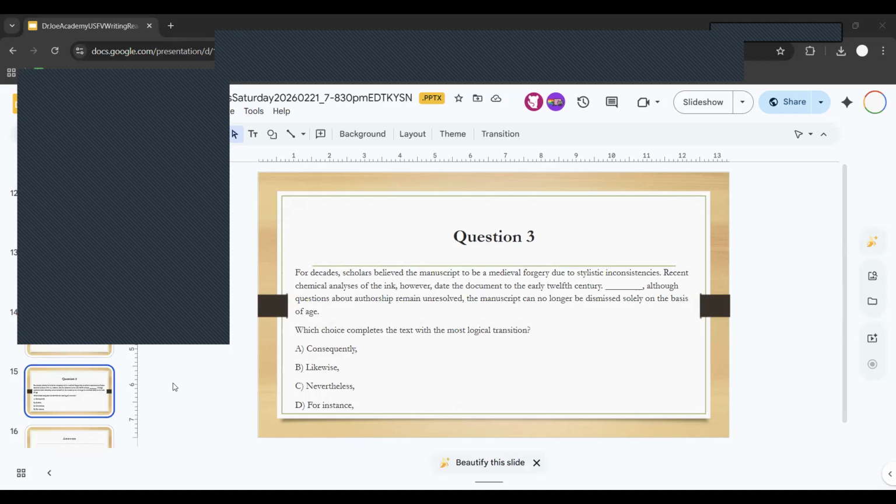For decades, scholars believed the manuscript to be a medieval forgery due to stylistic inconsistencies. Recent chemical analysis of the ink, however, dated the document to the early 12th century. Blank, although questions about authorship remain unresolved, the manuscript can no longer be dismissed solely on the basis of age. Which choice completes the text with the most logical transition?